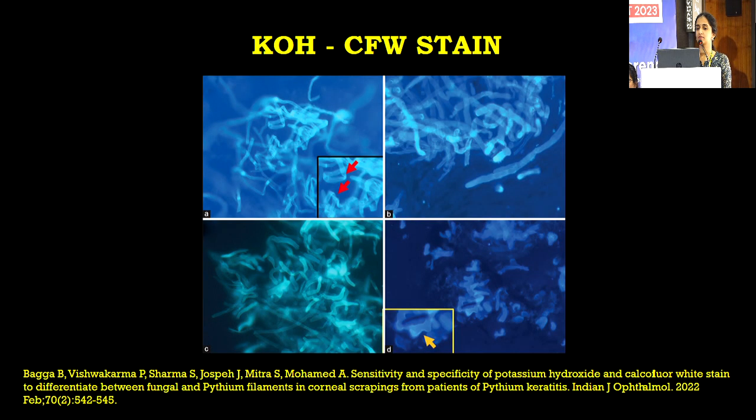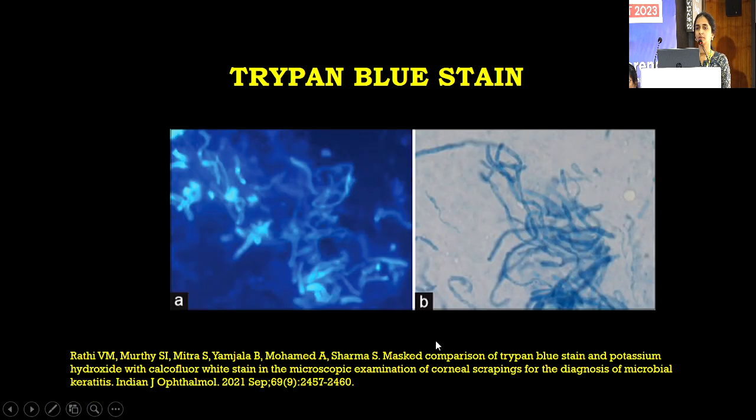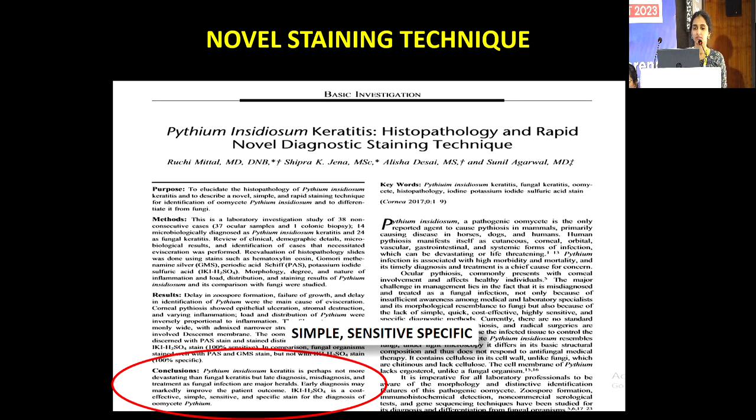would also suggest a pythium against a fungal keratitis. These are the KOH calcofluor white stain pictures, again showing ribbon-like foldings by the red arrows here and vesicles inside the hyphae as shown by the yellow arrow. Trypan blue, which is easily available in the OT, also can be used for the staining of this particular organism. And then there was this novel staining technique which was put forth.